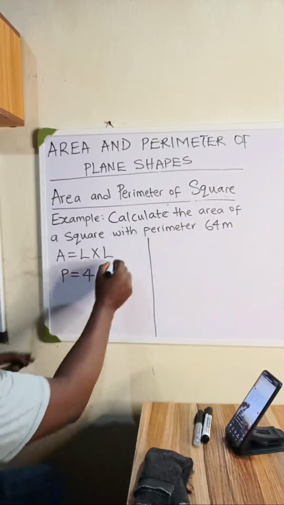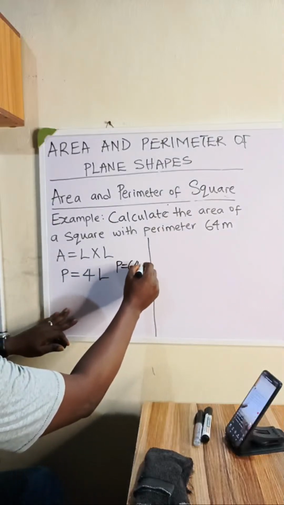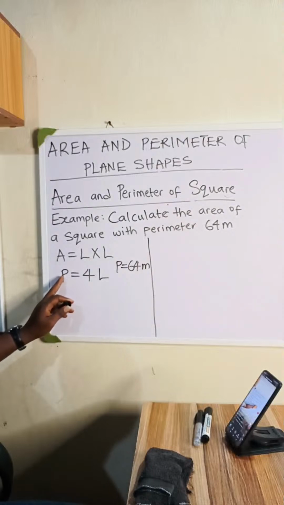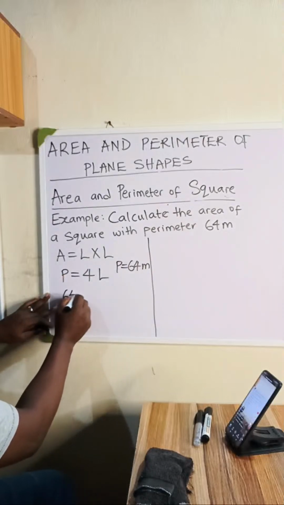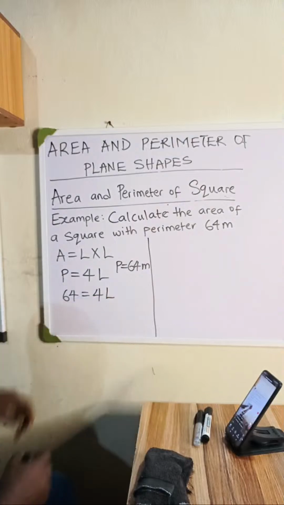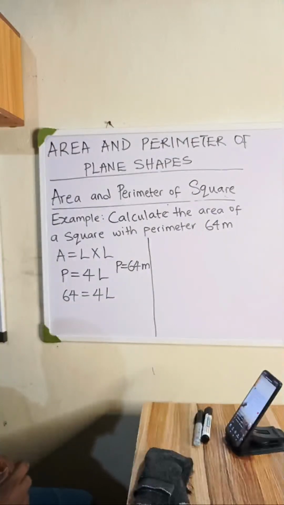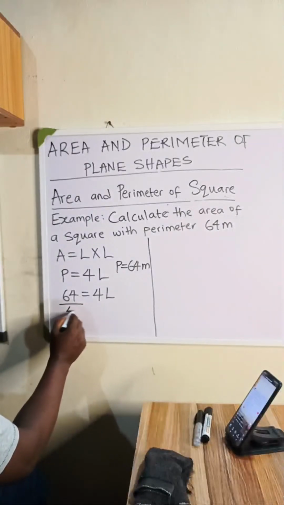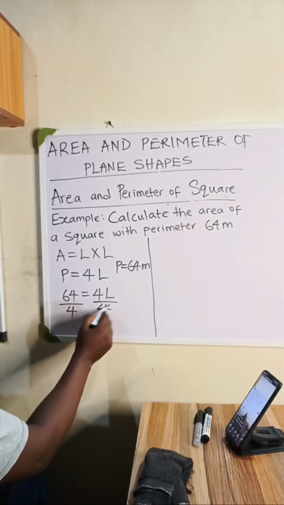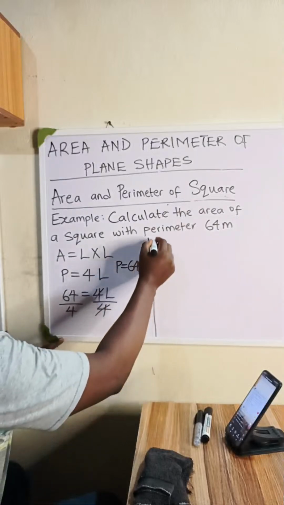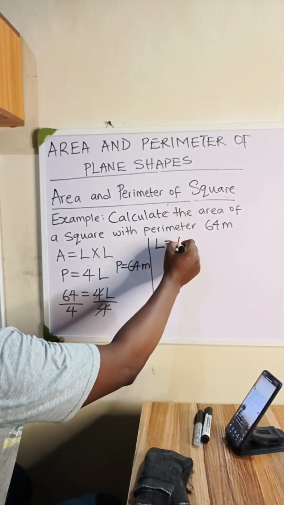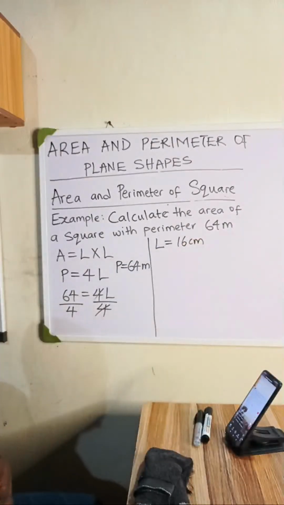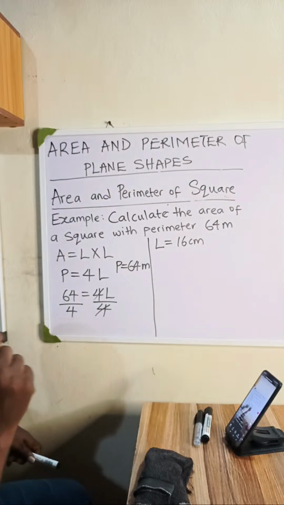So perimeter is equal to 64 meters, so we can replace P with 64. So 64 is equal to 4 length. All we need to do is divide both sides by 4. 4 will cancel out 4. 64 divided by 4 will give us 16. So our length is equal to 16 centimeters. So we've seen that the length of this square is 16 centimeters.